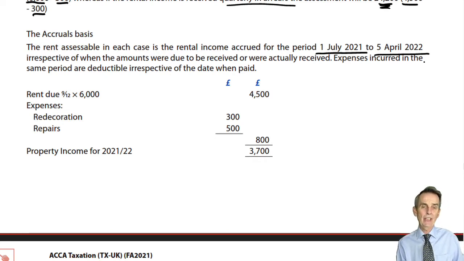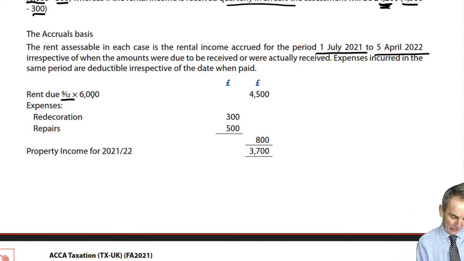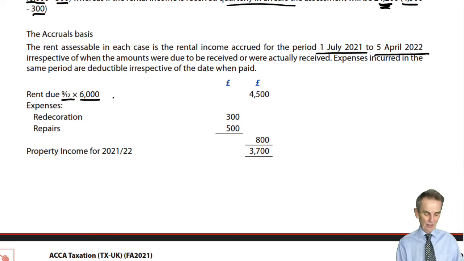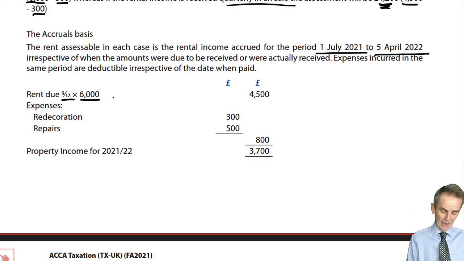That's 9 months. That therefore means that we've got 9/12 of an annual rent of £6,000. As I say, on the accruals basis, when those due dates fell, whether in advance or in arrears, it doesn't matter. Within the tax year, this property was rented out for 9 months. Therefore, 9/12 of the annual rental is what was due, and that is what is included within your assessment calculation.